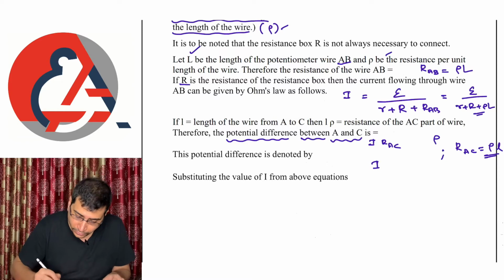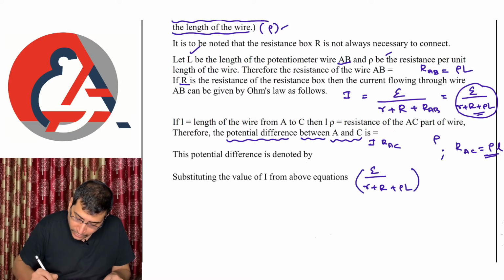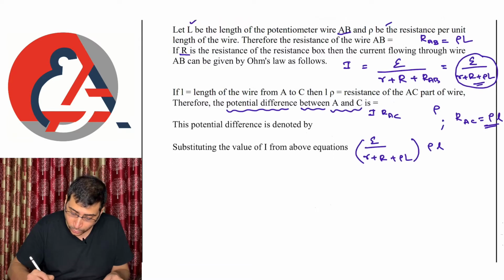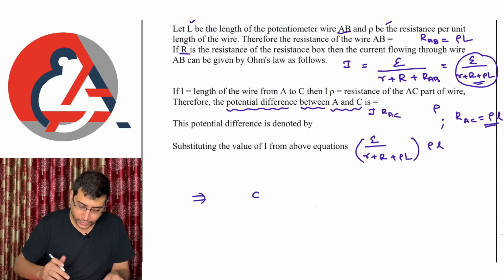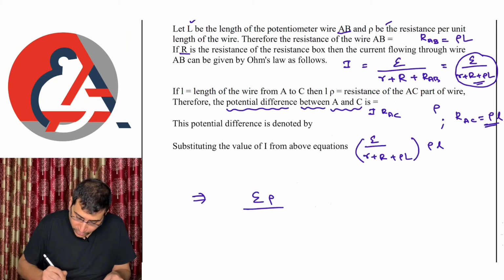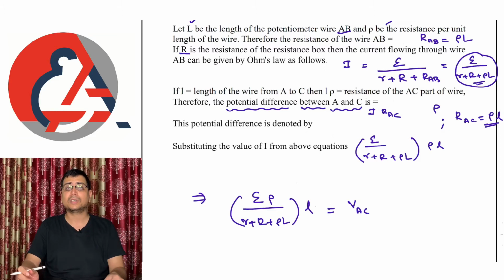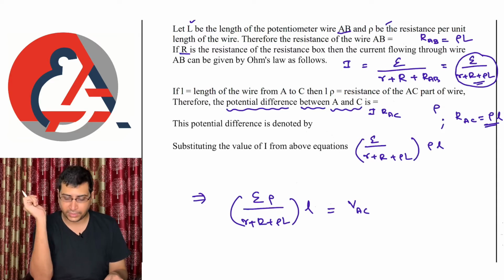So when you take this, I, we have already derived I, right? I is E divided by small r plus capital R plus rho into L, the whole multiplied with what is R_AC? R_AC is rho into small l, right? So when you try to rearrange this equation, we get E into rho divided by small r plus capital R plus rho into capital L, the whole thing multiplied with small l. This is nothing but the potential difference that is existing across the points A and C, right?